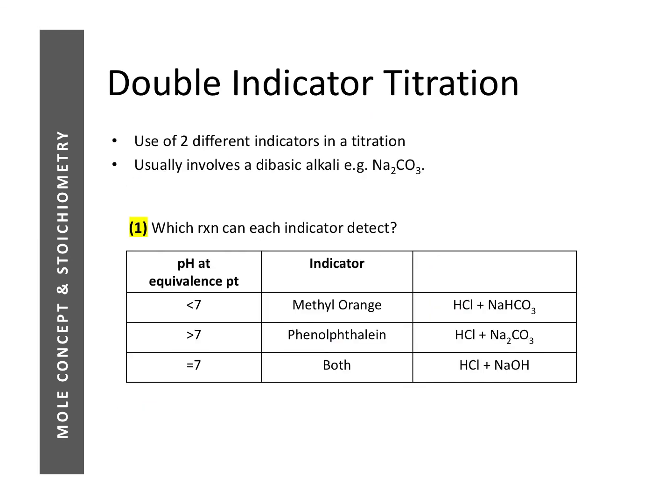Now the next type of question that we're going to look at is known as a double indicator titration. In a conventional titration, we only make use of one indicator and we stop titrating when the indicator changes color. That is the end point, and we note the titer value. However, in reactions involving either a dibasic acid or a dibasic alkali, we have seen in O levels that there are essentially two endpoints. Why? Because the acids or the alkalis will react in a stepwise fashion, so there will be two endpoints at slightly different pHs.